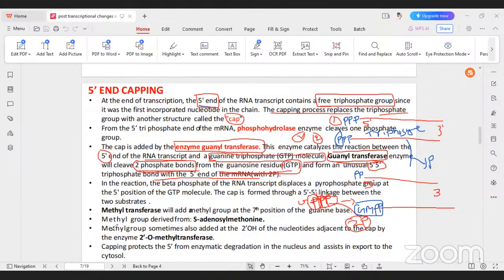Now, the methyl transferase enzyme. The second enzyme involved is guanylyl transferase, remember. And another important one is, just wait, one minute.